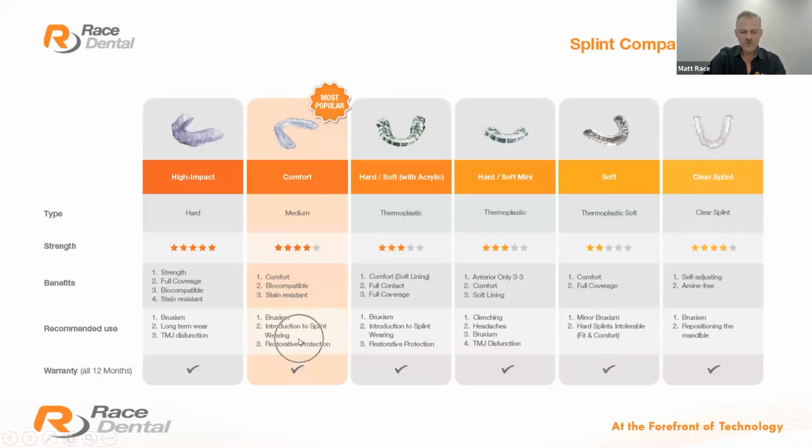You can see what each splint is, and the pros and cons of each of those splints. Each of our splints, as you can see down here, has a 12-month warranty. So if anyone needs to know what the warranties are on each of those splints, you can easily see which splint to use, when and why.